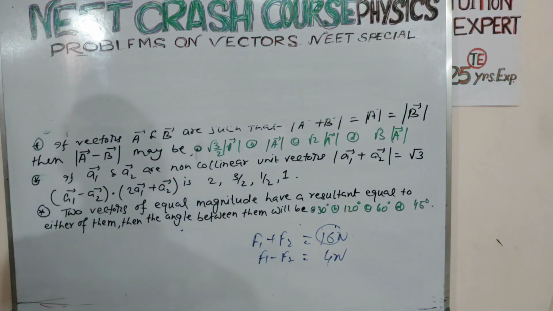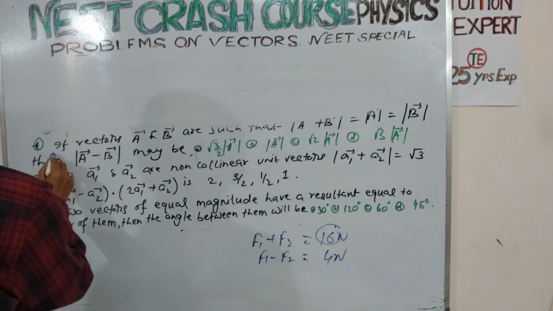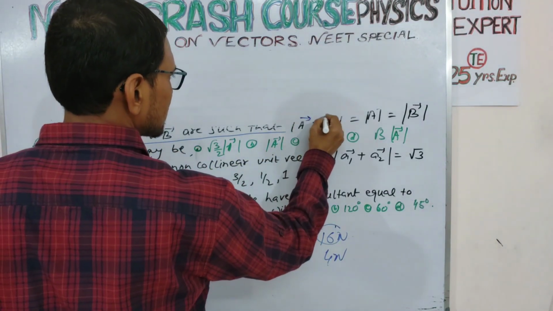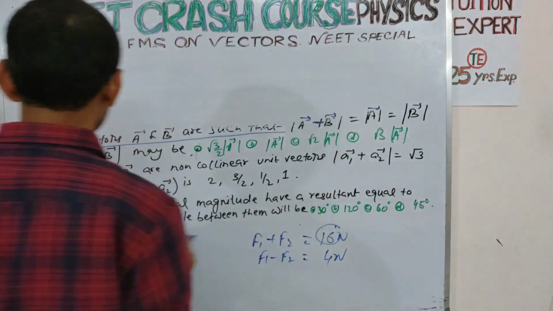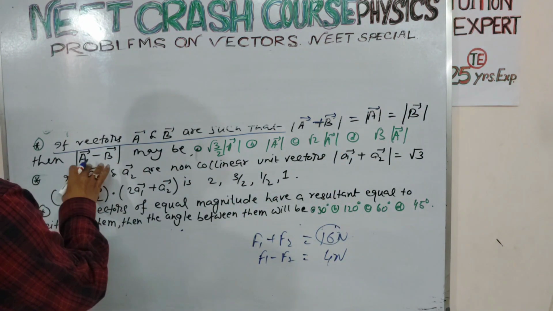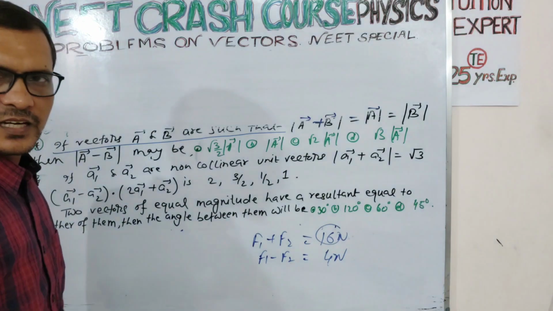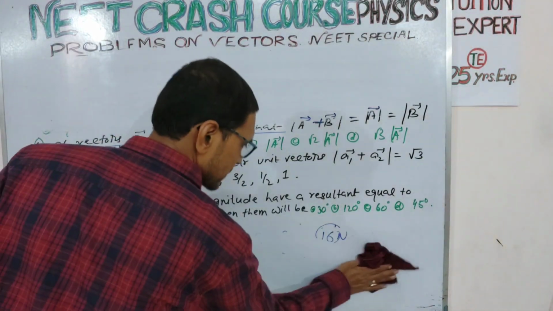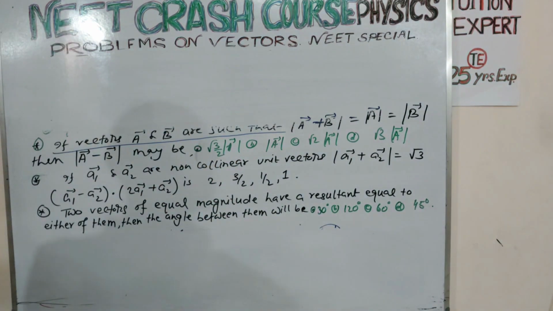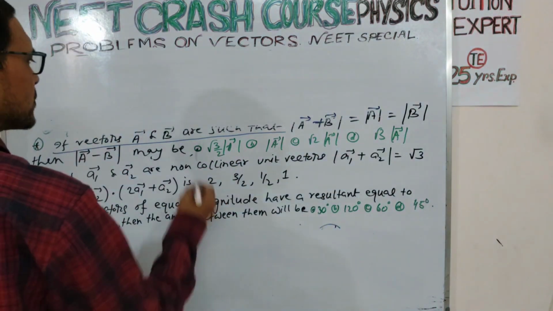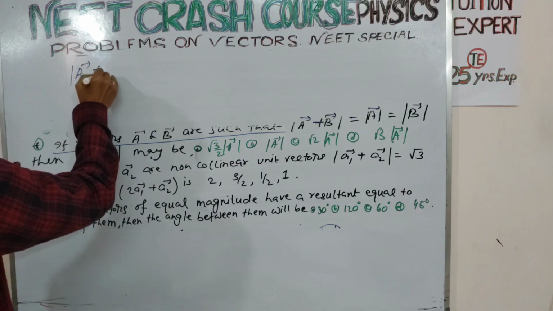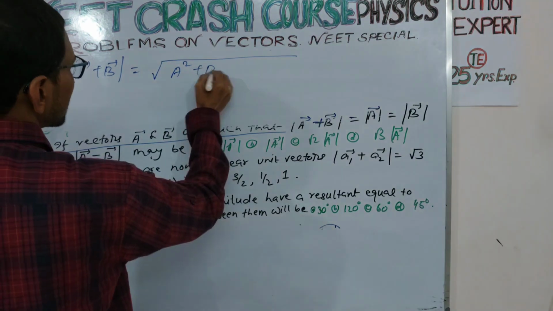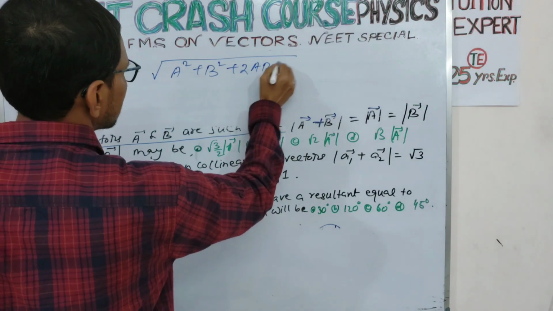Next question. If vectors A and B are such that mod A plus B equals mod A equals mod B, then the magnitude of A minus B may be what? Which results are correct? We apply the formula: mod A plus B equals root over A square plus B square plus 2AB cos theta.